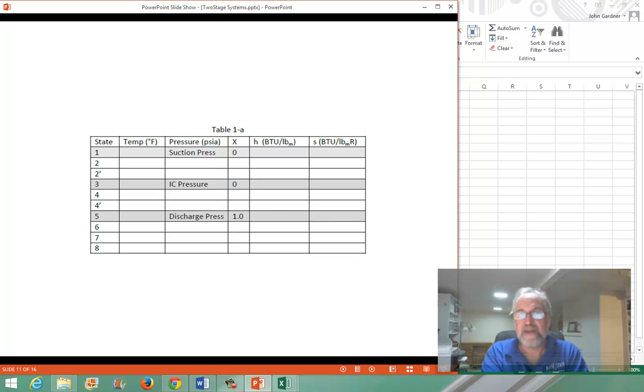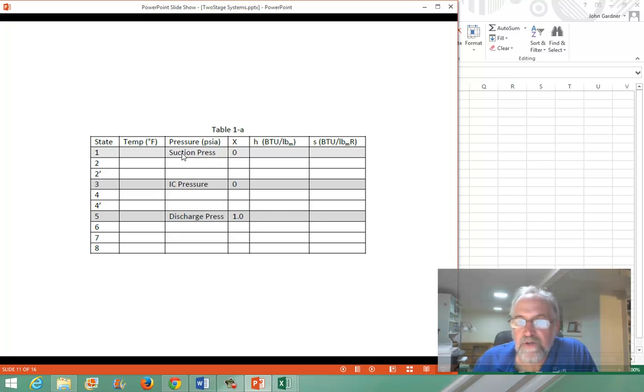Okay, so here's our table, and you see it's a lot longer. I have eight states, but I actually added 2 more. So there's actually 10 states here. There's the 8 states I've called out on the diagram, and then I've added these 2 prime states to show non-perfect compression. We start with the 3 states we know. We know 3 states already, assuming we know suction, intercooler pressure, and discharge pressure. Assuming we know those things, that really determines the operation of the system.